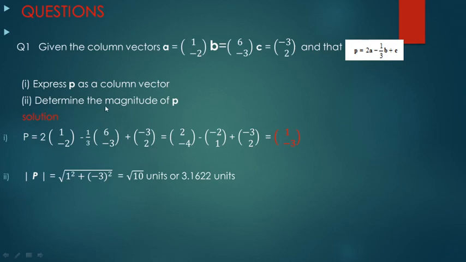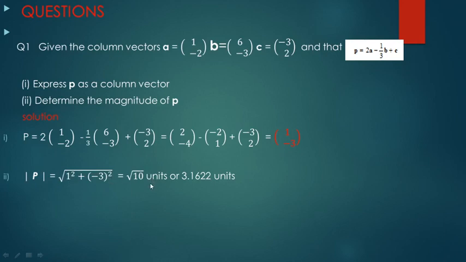That is the column vector of P. You determine the magnitude of P. Now that we already have vector P as 1, -3, the magnitude is the square root of x squared plus y squared. So the magnitude of P is the square root of 1 squared, which is our x, plus -3 squared, which is our y. So it will be 1 plus 9, 10, which is the square root of 10.